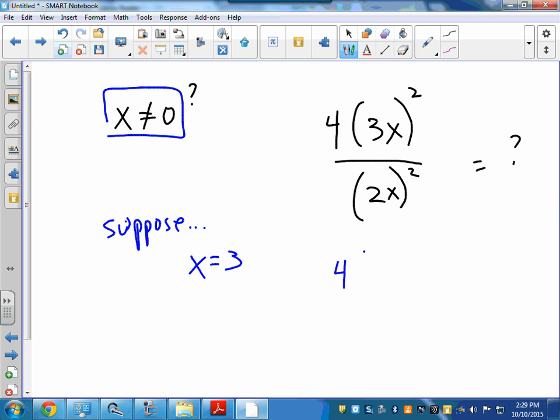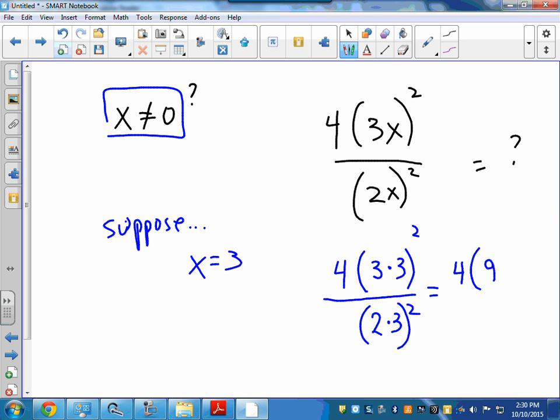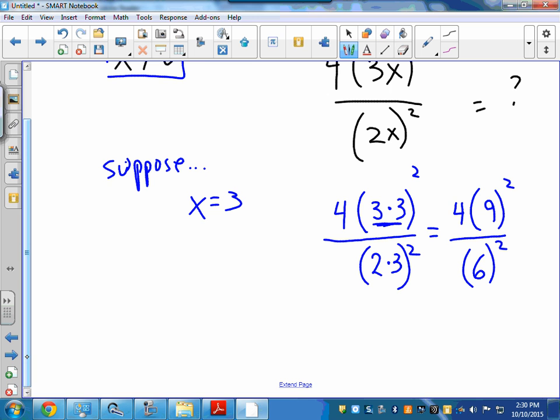Here's our problem. We have 3 times 3, because I'm letting x be 3. We have to square that, and that's divided by 2 times 3 squared. Now, all we have to do is figure that out. We don't have a calculator, but the numbers are small enough, I think you can do this. This is 4 times 9 squared. Remember, we're doing the parentheses first, divided by 6 squared. Okay, so let's see, 9 times 9 is 81. So this is 4 times 81 divided by 36. And that's our answer. So we just have to figure out what that is.